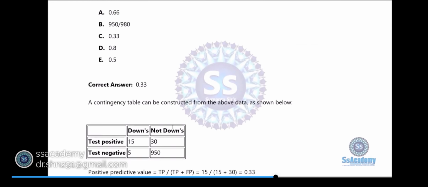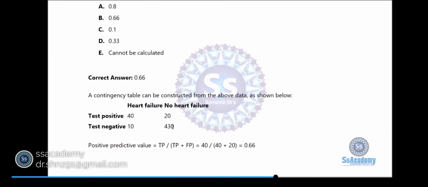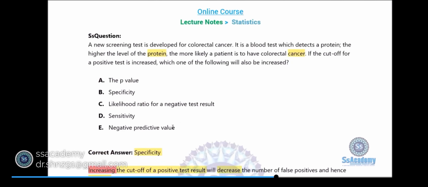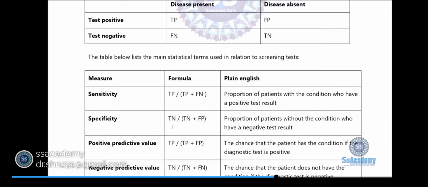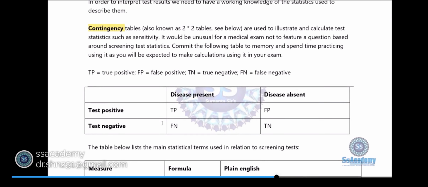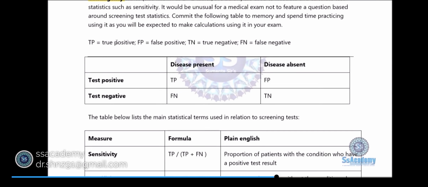So yes, my dear doctors, knowing some of the formulas will be helpful to calculate the desired answers. In this contingency table, we just need to know what these mean: TP for true positive, FP for false positive, TN for true negative, and FN for false negative.